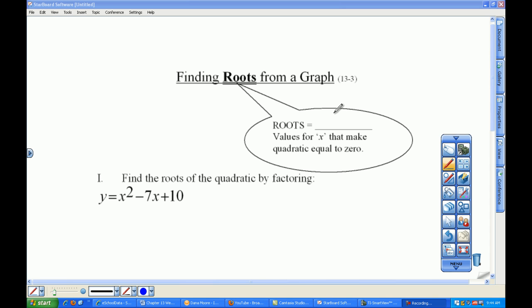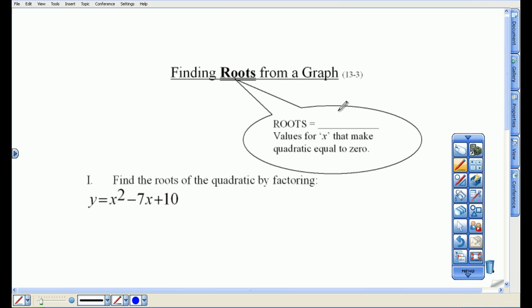Today we are going to find roots from a graph. This is chapter 13, section 3. Roots are actually just another name for the solutions.